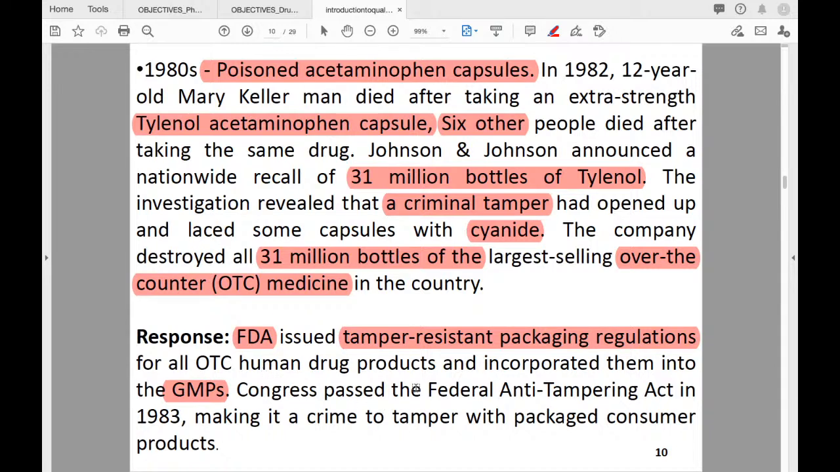So a bill by Congress was passed, called the Federal Anti-Tampering Act, so no one can tamper with these medicines, in 1983. This took them only 3 years, you can see. It made it a crime to tamper with packaged consumer products. If they see somebody doing it, it is a crime and will be punished by the law.